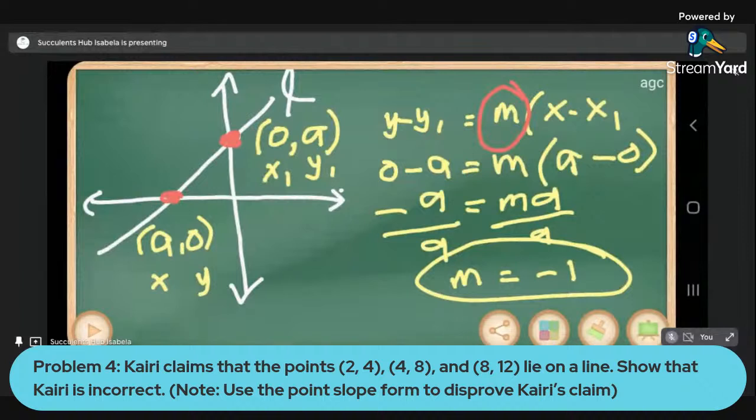Okay. Actually, there are so many ways on how you are going to disprove Kyrie's claim, but it's specific here that you only use the point slope form. Ano? Kasi so many ways on how you are going to prove that. So dapat pare-pareho yung lalabas. If you pair 2 points, dapat pare-pareho yung lalabas na equation ng line. Pero kung magkaiba yung lalabas, ibig sabihin they are not on the same line. Okay? These 3 points are not on the same line.